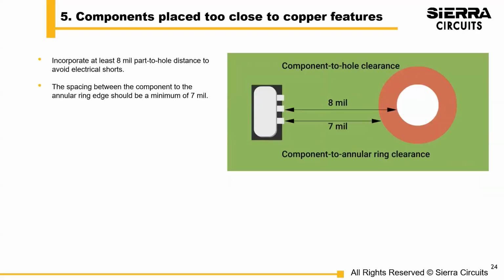When you're placing your components on your layout, follow these two spacing guidelines. The first one is to incorporate at least 8 mil part to hole distance. Also, the spacing between the component to the annular ring edge should be a minimum of about 7 mil.